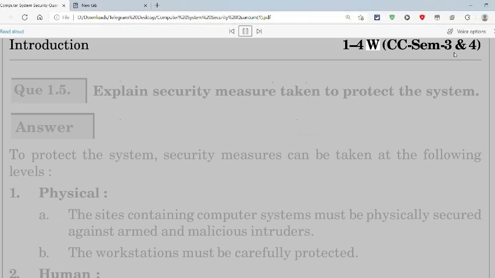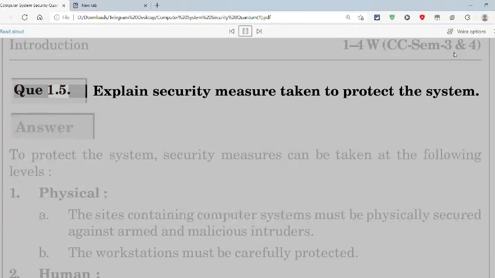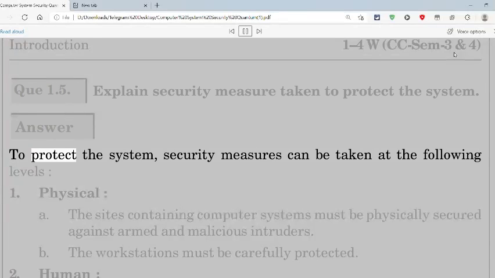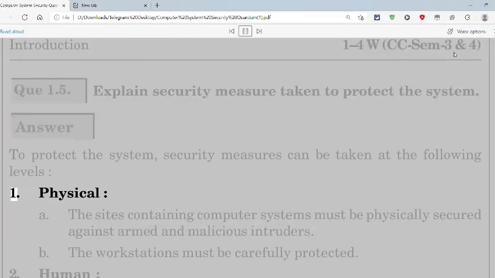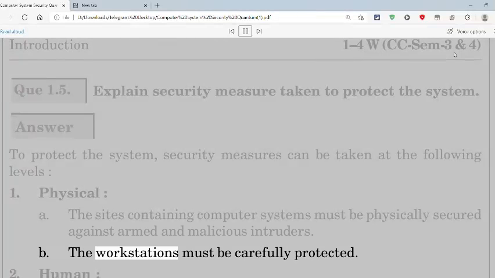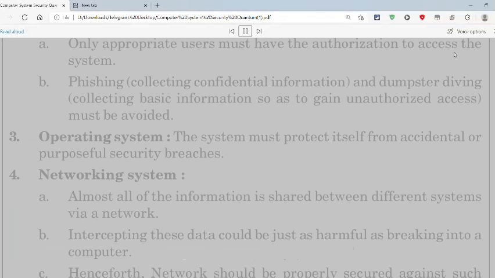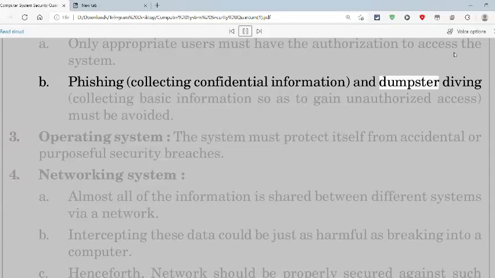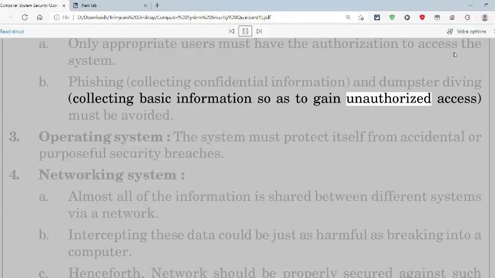Introduction 1 to 4W, CCSM 3 and 4. K1.5. Explain security measures taken to protect the system. Answer. To protect the system, security measures can be taken at the following levels. 1. Physical. A. The sites containing computer systems must be physically secured against armed and malicious intruders. B. The workstations must be carefully protected. 2. Human. A. Only appropriate users must have the authorization to access the system. B. Phishing, collecting confidential information, and dumpster diving, collecting basic information so as to gain unauthorized access, must be avoided.